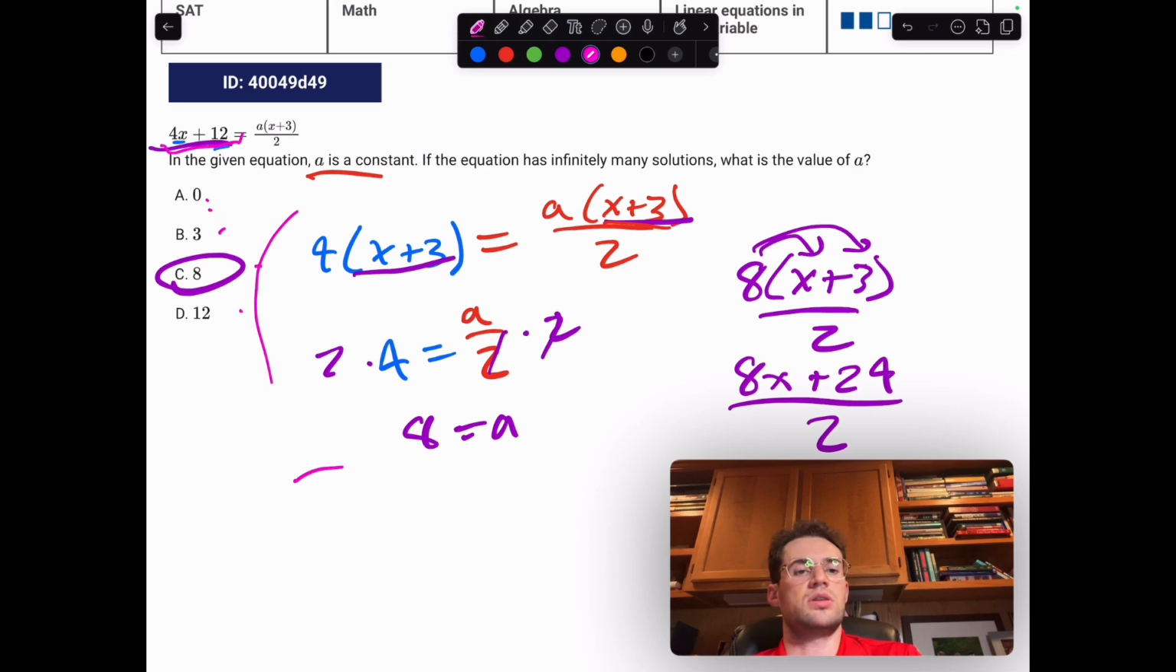Because if you do 0, then you get 0 over 2, which is not equal to 4x plus 12. There'd be one solution for that when x is -3, but you plug in 3 here, that would give you 3x plus 9 over 2. Again, that would be one solution. 12x plus 36 over 2 gives you 6x plus 18. Again, still not what you're looking for.